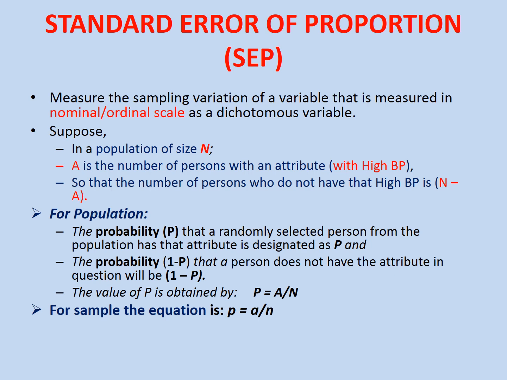Now A is the number of persons with an attribute. Here our attribute is high blood pressure. So A stands for the number of persons with high blood pressure, that is equal to 60. The number of persons who do not have high blood pressure is equal to total persons minus A, means total 100 people minus 60 with hypertension is equal to 40. So the number of persons without the attribute, or high blood pressure, is equal to 40.